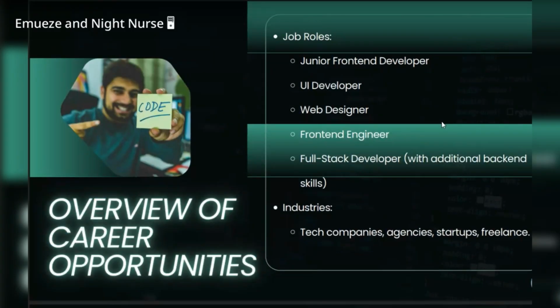Now, an overview of career opportunities. We have different career opportunities as a front-end developer. You could work as a junior front-end developer, a UI developer, a web designer, a front-end engineer, or a full-stack developer if you add the backend to it. As for places you could work, you could work in tech companies, agencies, startups, or freelance, or you could even learn it just because you want to create your own website or your own portfolio.